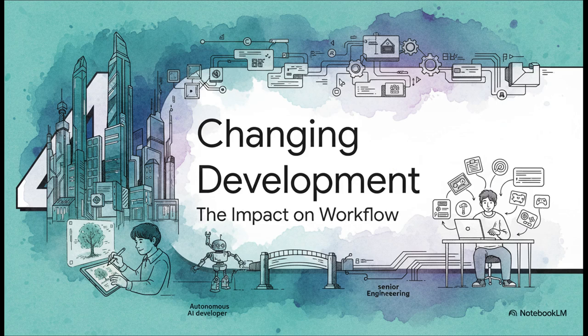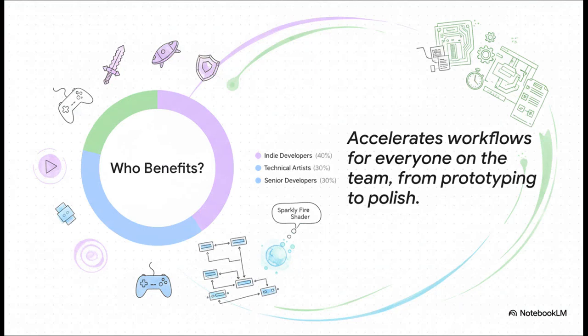Okay, this all sounds incredibly powerful, I know. But let's bring it back down to earth. Why does this matter for you? Whether you're a solo indie dev, a tech artist, or a senior programmer? The short answer is it helps everyone, just in totally different ways. An indie dev can now prototype an entire game mechanic in just a few minutes. A technical artist can describe a crazy complex material in plain English and just watch the AI build it. And a senior dev? They can offload all that tedious boilerplate code and actually focus on the big picture architecture.